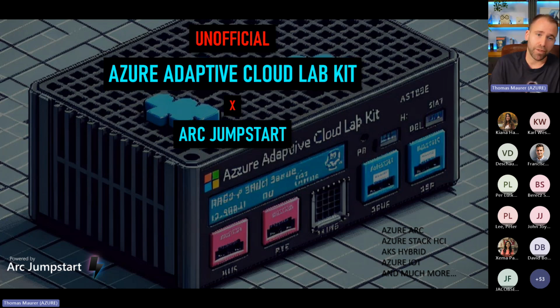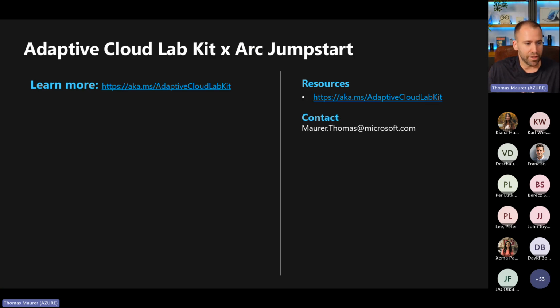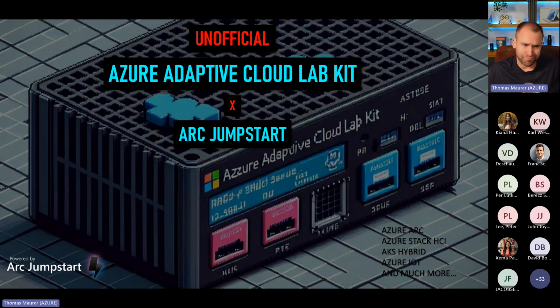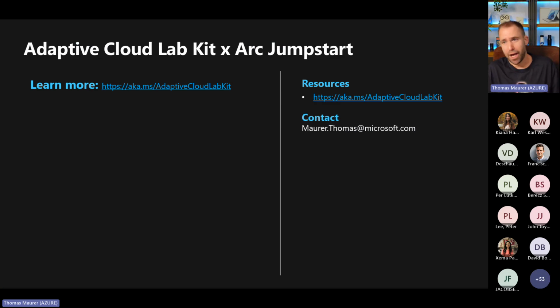And so I was looking at the different possibilities there, and I'm a huge fan of these Intel NUC devices. I will show that in just a bit, where you basically get a very small PC form factor computer, which is very silent, very small, very power efficient, and doesn't take much space away from you, right? And doesn't make much noise like a real server or something like that. And still, they're powerful enough to run many, many of these scenarios. And so I created this unofficial Azure Adaptive Cloud Lab Kit featuring the Jumpstart scenarios.